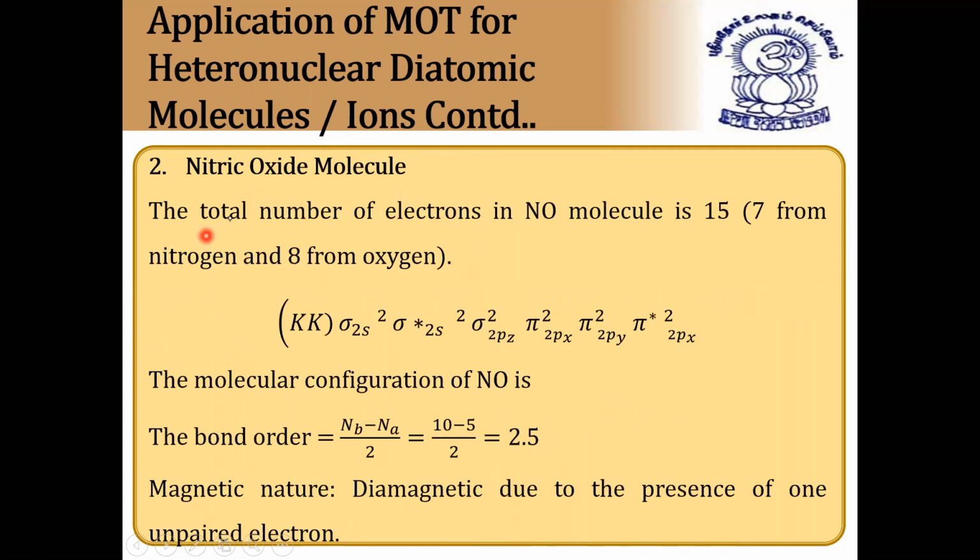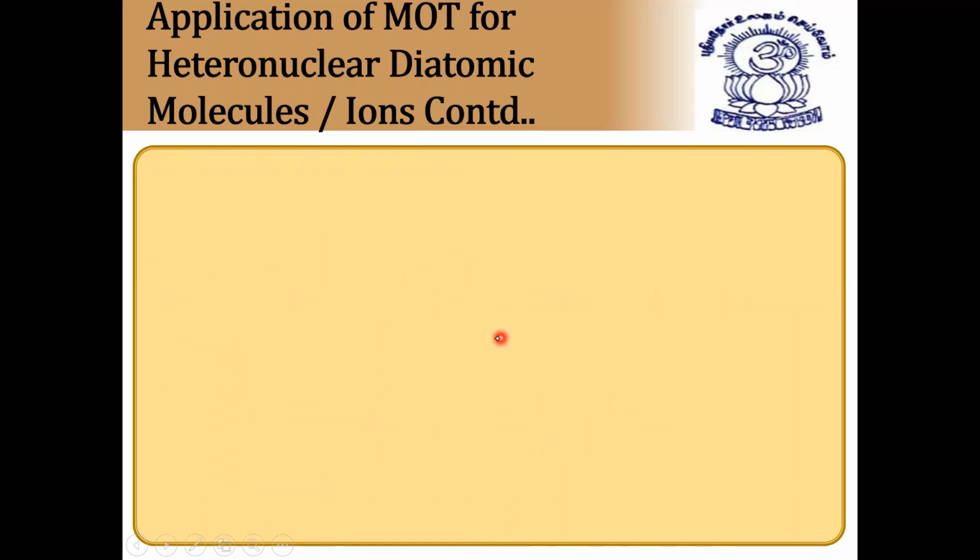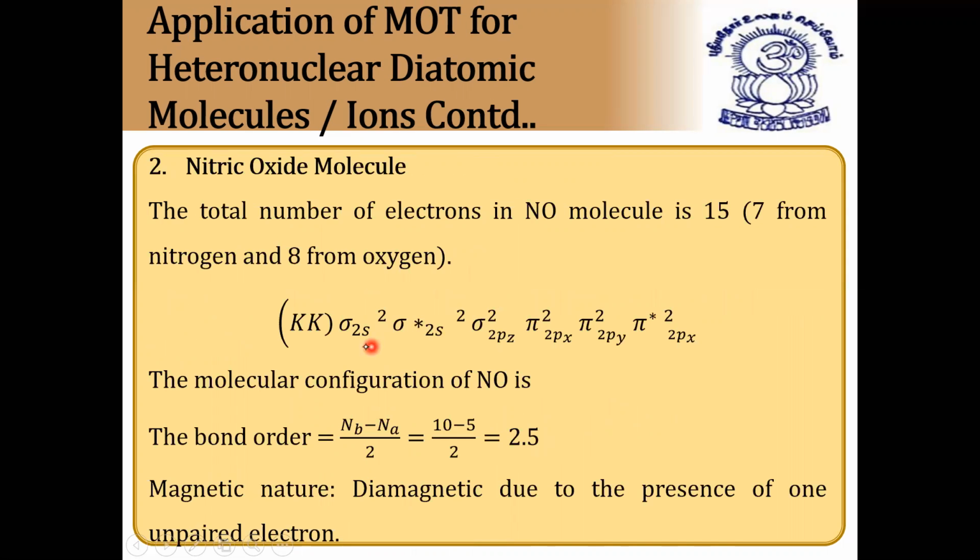Nitric oxide molecule. Nitric oxide contains 15 electrons, 7 from nitrogen, 8 from oxygen. Sigma 2pz will come first, so sigma 2s, sigma star 2s, sigma 2pz, then pi 2px and pi 2py. So above 14 we have to follow oxygen. Up to 14 we have to follow nitrogen. Above 14 we have to follow oxygen.